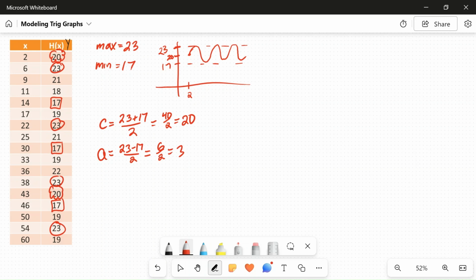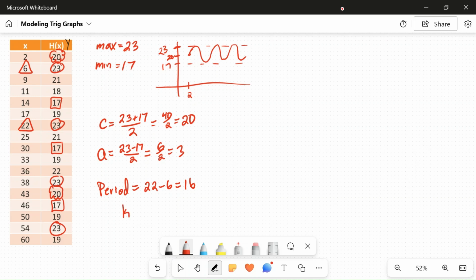Okay. Next, let's find the period. So to find the period, again, there's several ways we could do it. The easiest method usually is to find the location of 2 consecutive maxes or 2 consecutive mins and just find out how far apart they are. My first maximum occurs when x is 6, so that's the point (6, 23). My second maximum occurs at the point (22, 23). So how far is it from 22 to 6? Just subtracting, 22 minus 6 would give us 16. So my period is 16.